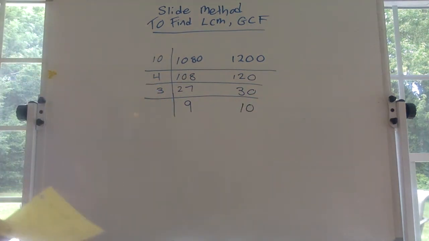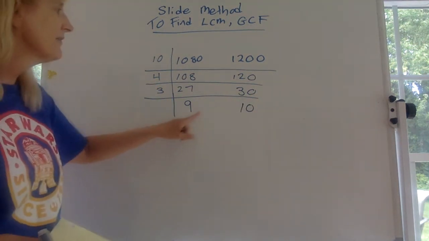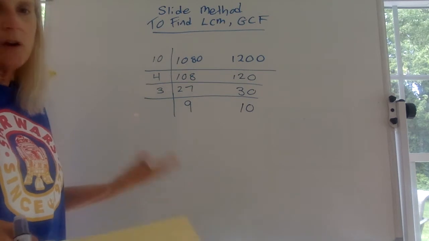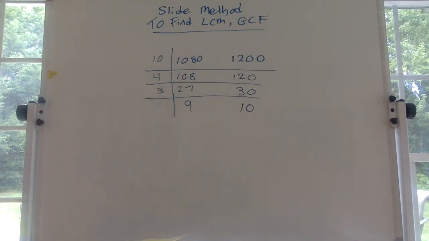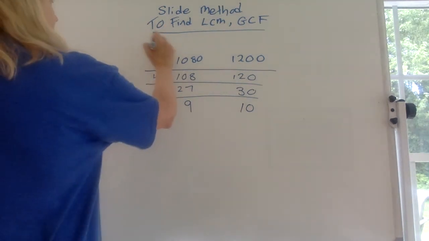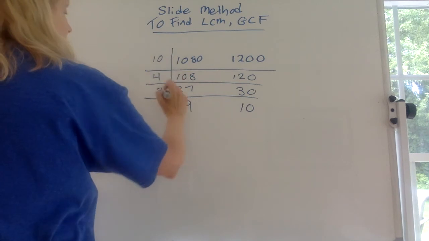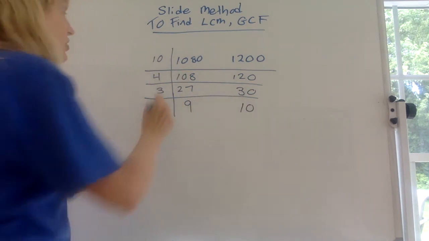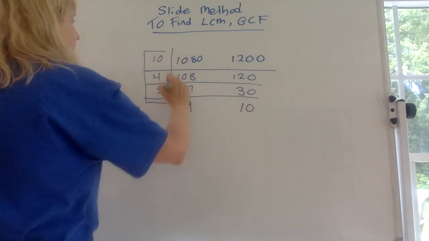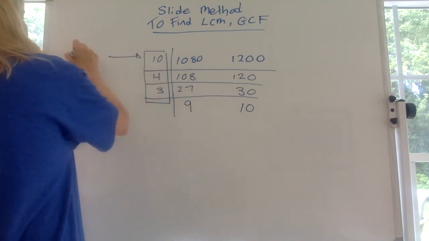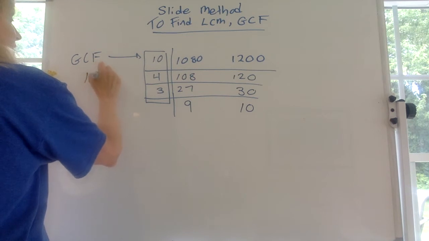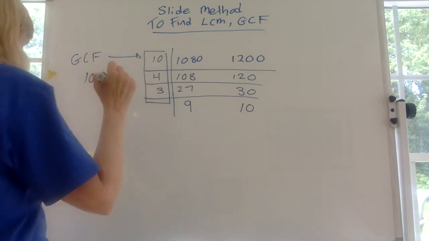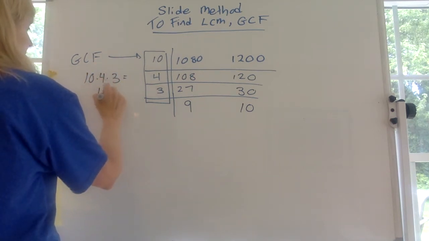So we did as much dividing as we can, because now we have a 9 and a 10 left, and there's nothing other than 1 that goes into both of those. So we're done for that part. Now, to figure out the GCF and the LCM, see how you have a first column of numbers now and a last row of numbers. To find the GCF, you just take the numbers in the first column and multiply them. So I think that's 120.